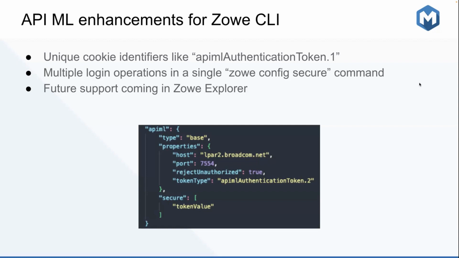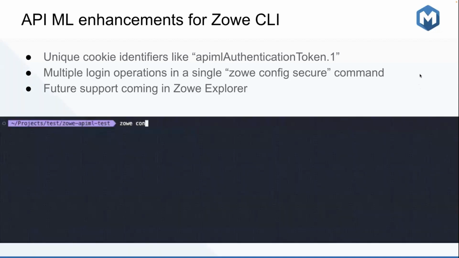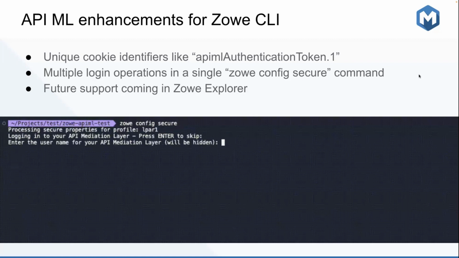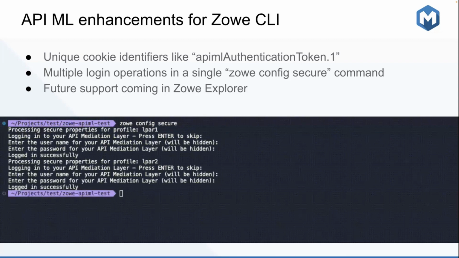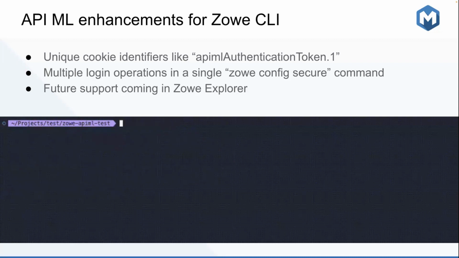A second enhancement that was made was to support multiple login operations in a single Zowe config secure command. I'll show this as well. Sorry about the quality of this GIF, it's a little weird. But hopefully you can see that I'm able to run the Zowe config secure command. In this case, I have a configuration set up for connecting to two different mainframe LPARs, and each one of them has their own API ML instance.